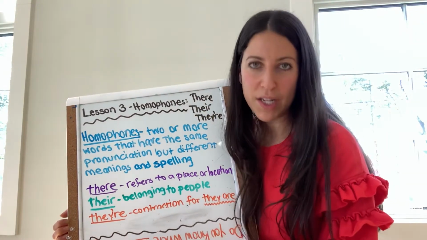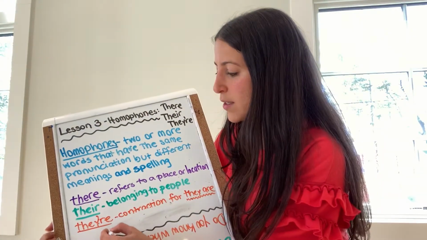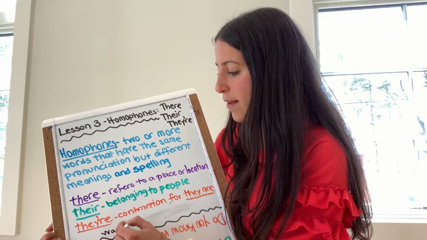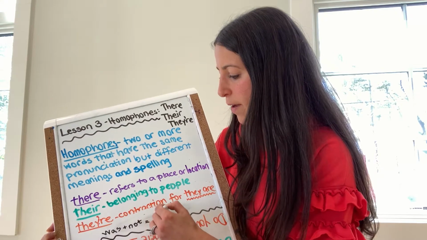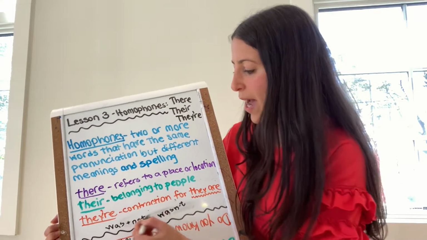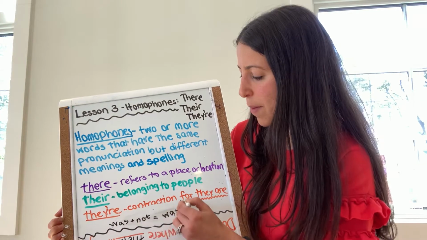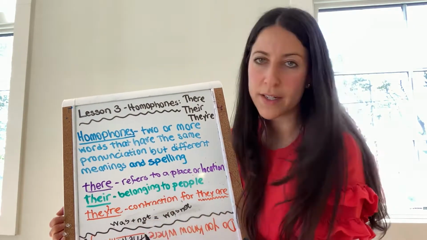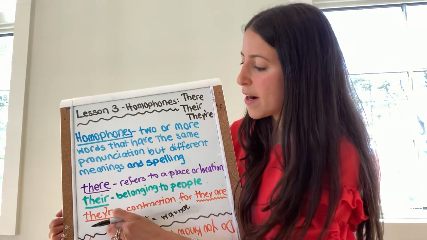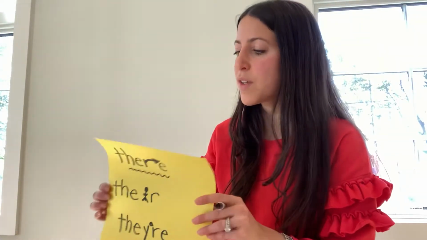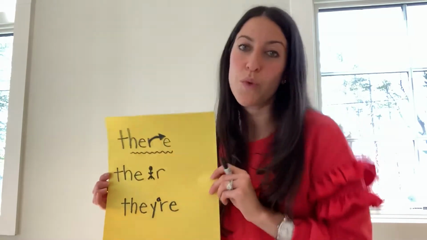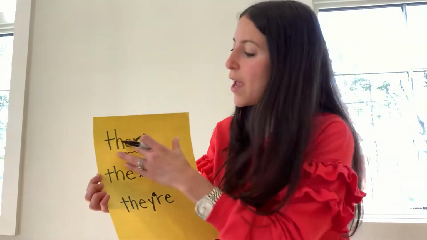Just in case you forgot what a contraction is, it's when you take two words such as was and not, and you combine and shorten them. So was not is equal to wasn't, and the apostrophe takes the place of the missing letters. Okay, so they're is they are. It's important to know when to use each of these homophones because it changes the meaning of your whole entire sentence. So let's look at some hints so that we can remember which homophone to use and when.